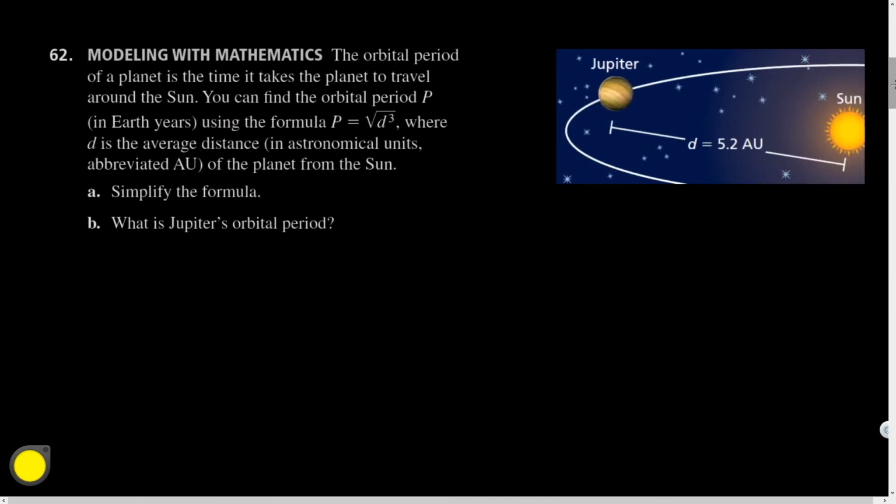All right, let's see. The orbital period of a planet is the time it takes for the planet to travel around the sun. You can find the orbital period P in Earth years using the formula P equals the square root of D cubed, where D is the average distance in astronomical units, AU. By the way, an astronomical unit is the average distance that the Earth is from the sun. We consider that to be 1 astronomical unit.